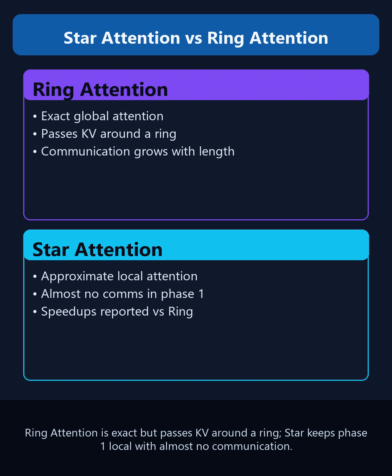Now compare it to ring attention, the popular distributed method. Ring attention computes exact global attention, but hosts must continuously pass key-value blocks around a ring, so communication grows with the sequence. Star attention instead does approximate local attention in phase 1 with almost no communication. That is where the speed comes from, and star attention's gains are reported relative to ring attention.